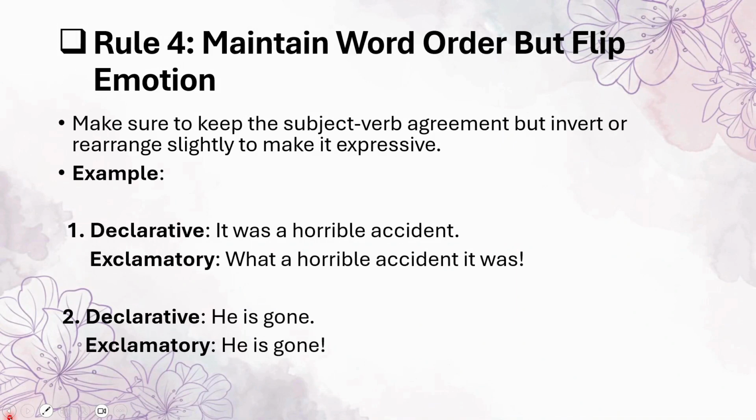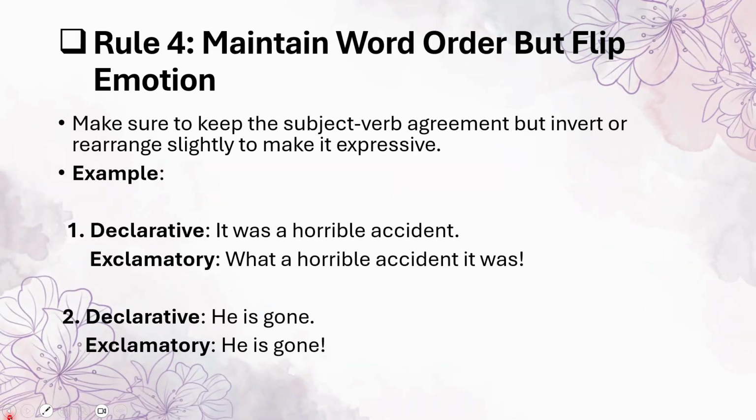So keep the original sentence structure mostly the same, add emotional impact through slight word rearrangement if needed, then use exclamation marks and tone of voice. These will be especially helpful for statements that already have emotional weight, sentences where the meaning is clear but needs more expression.